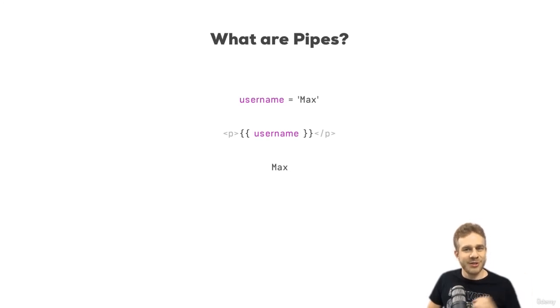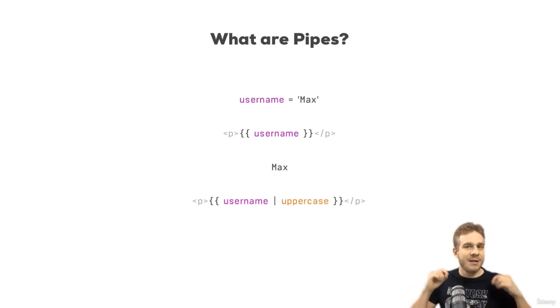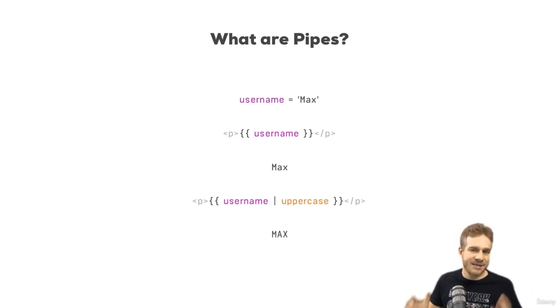Now for this, you could use a pipe, namely the uppercase pipe. This actually would be a built-in pipe, and we will have a look at the built-in pipes in a second. Now with that built-in pipe in use, you would see MAX, all uppercase, being printed to the screen, because this is what this pipe does. It transforms the value. That is the main purpose of pipes, transforming values. Let's dive into them a bit more. Let's view some of the built-in pipes, and then let's also build our own pipes. Let's go.